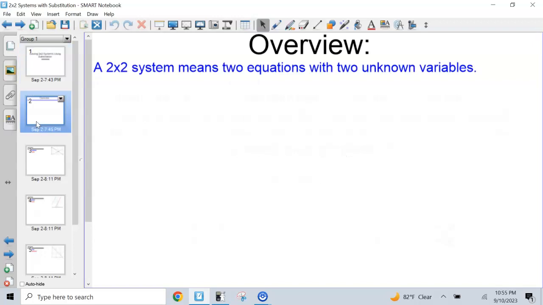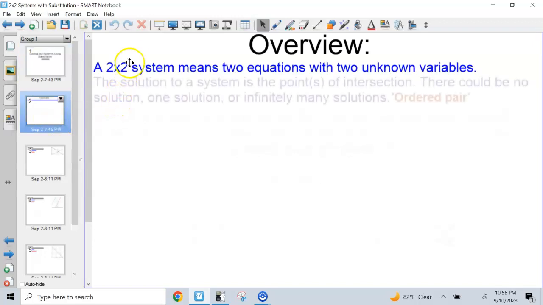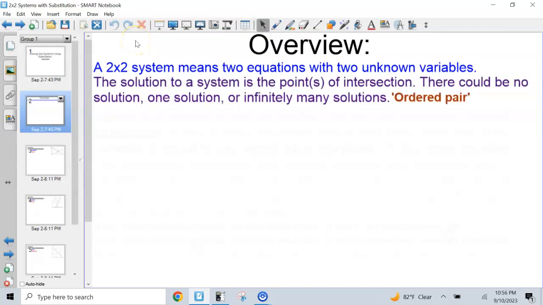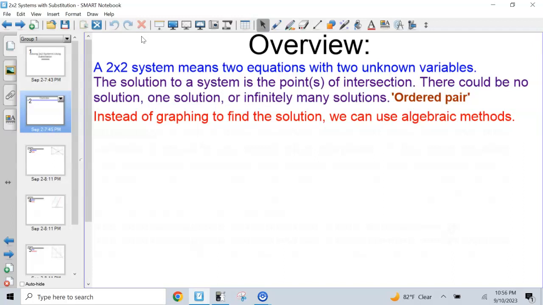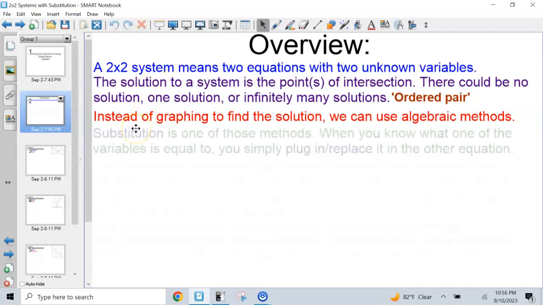A 2x2 system means two equations with two unknown variables. The solution to a system is the point or points of intersection. There could be no solution, one solution, or infinitely many, and we call those ordered pairs. Instead of graphing to find the solution, we can use algebraic methods.